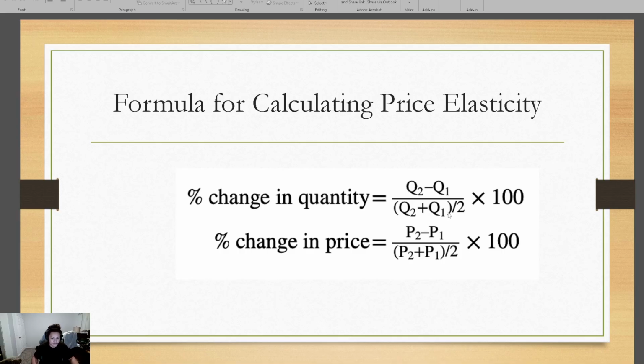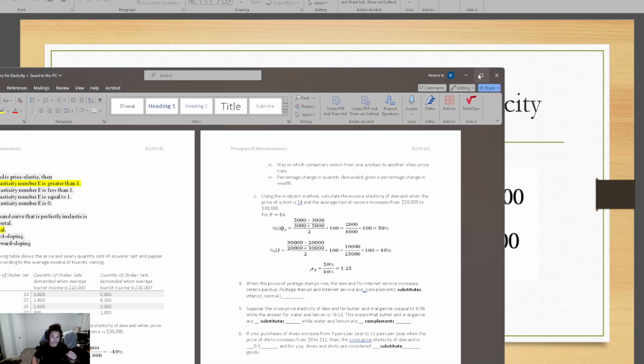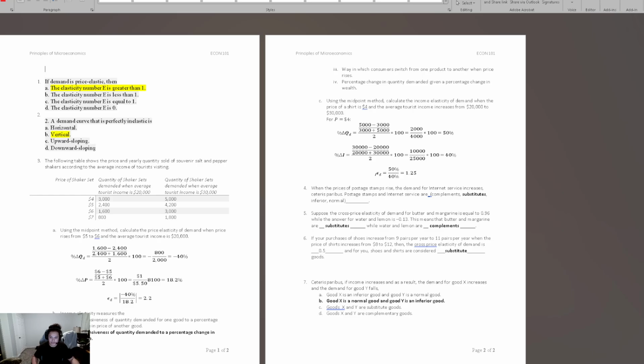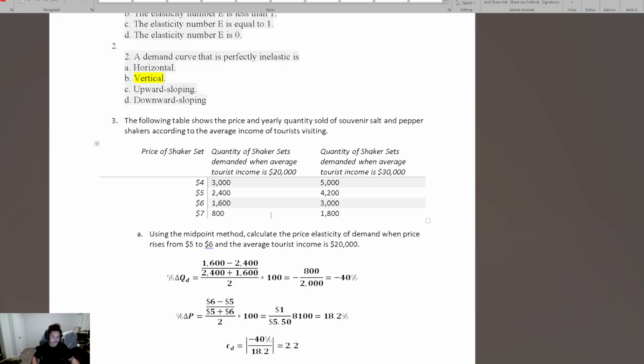Whenever you're putting these into a calculator, I recommend doing this piece by piece. So do the percentage change in quantity first, do this whole calculation up here first, then do this whole calculation in the denominator second, the percentage change in price, and then bring them together to actually get the elasticity. So let's take a quick look at what that looks like in our example here.